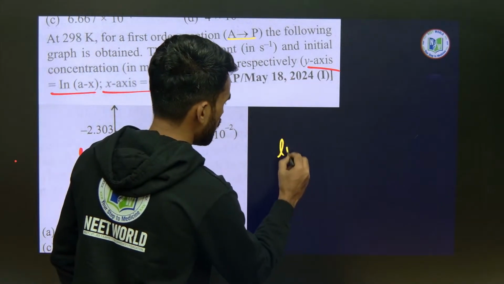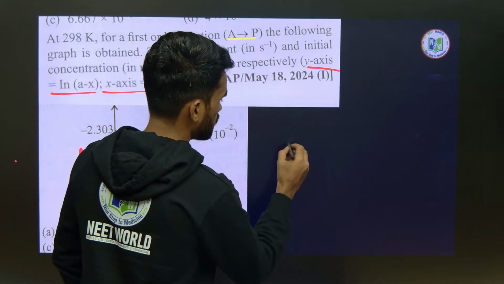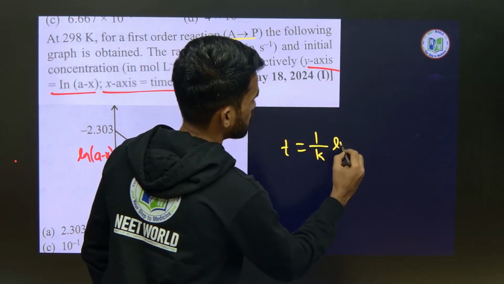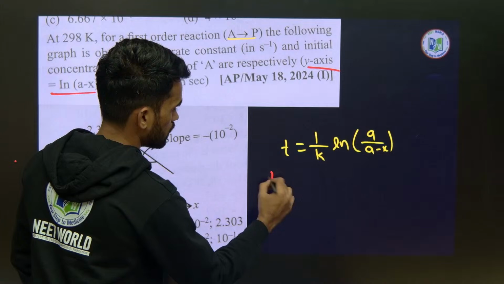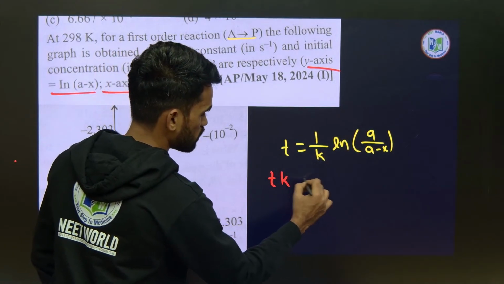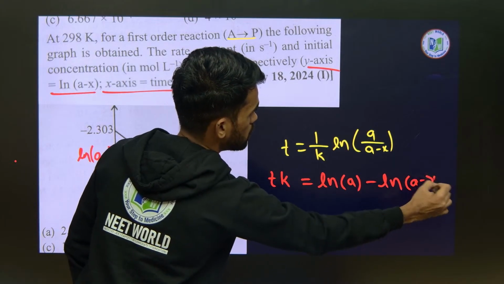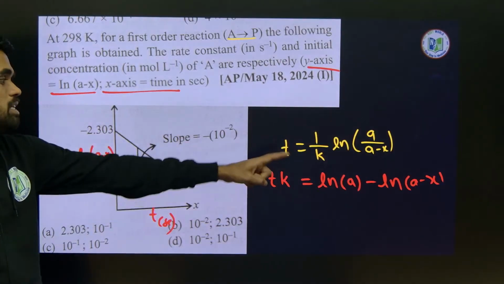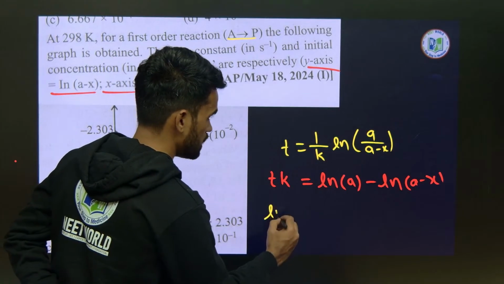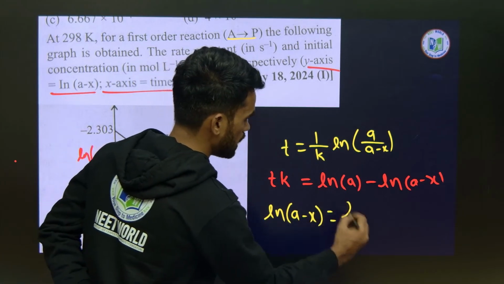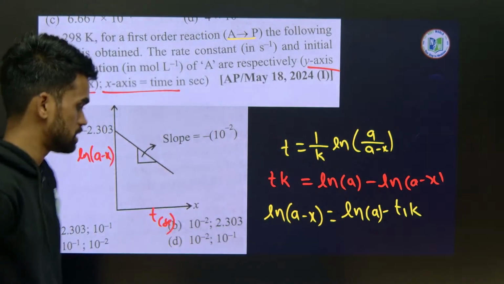For a first order reaction, we have t equals 1 by k ln a by (a minus x). So from this, tk equals ln of a minus ln of (a minus x). They are drawing the graph of ln (a minus x) versus time, so you can write ln (a minus x) equals ln a minus kt.